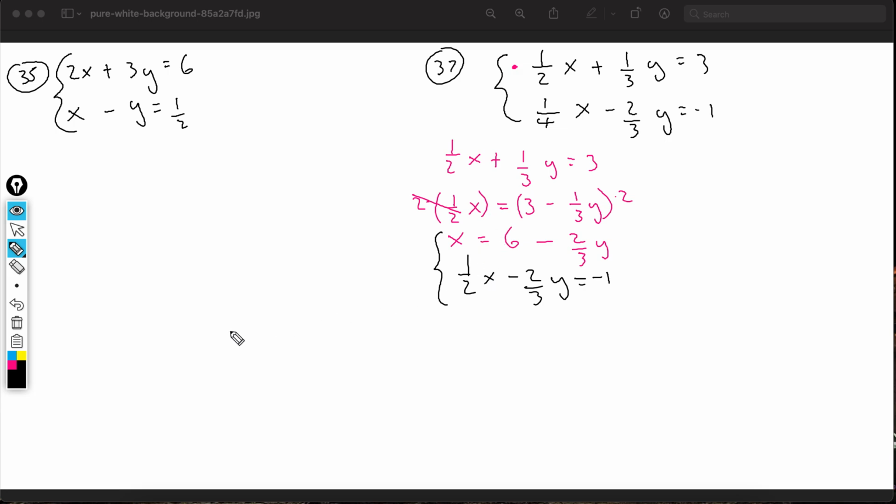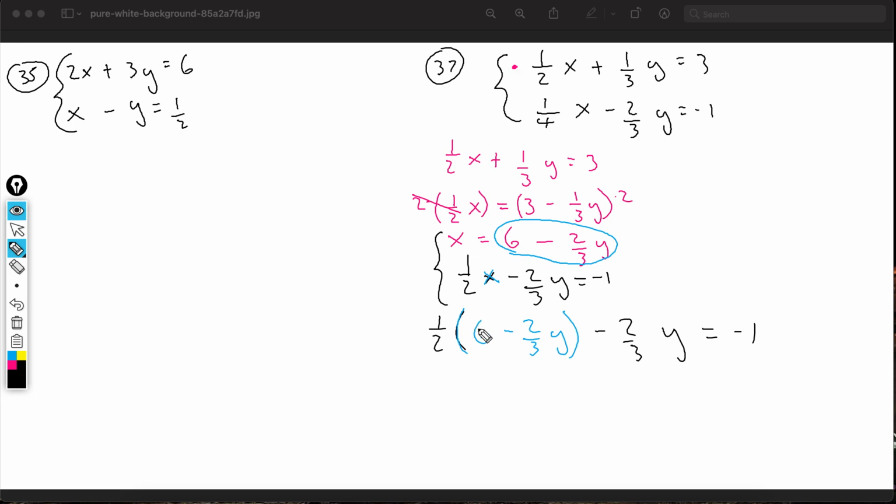So now wherever we see an x in the next equation that we haven't touched, everything that we say equals x is going to go into that guy. So for example, it's going to be like this. 1/2 times, what do we say x equals? 6 minus 2/3 y. Close that parenthesis. Should have actually done the same color. And we continue it. Minus 2/3 y equals -1. We're just continuing what we didn't do. All we did was just plug in this for x. That's all we've done. Let's multiply that in.